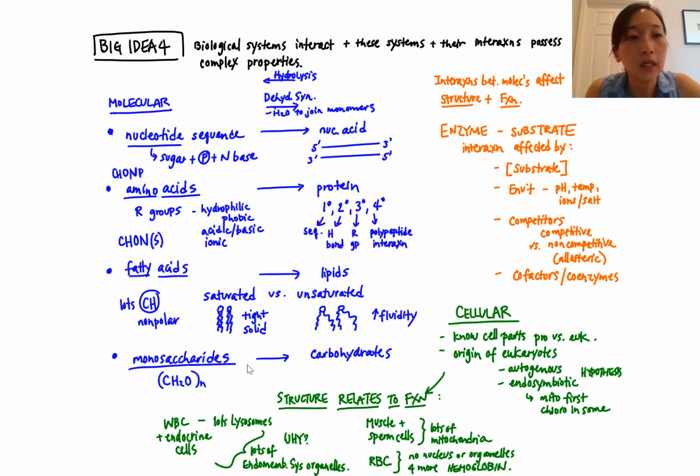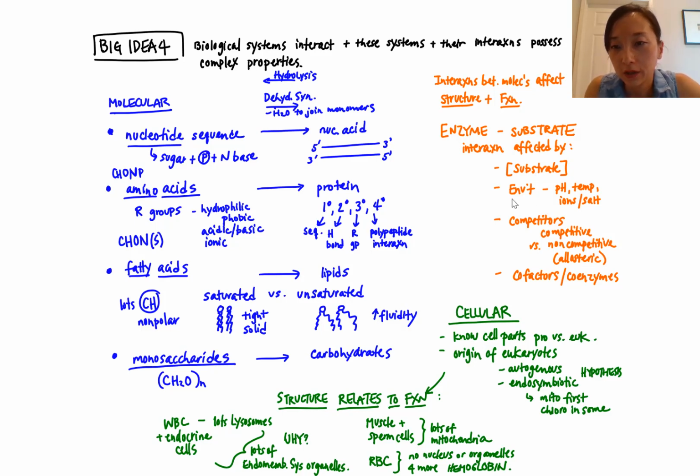Okay, so let's talk about another interaction that's really important in biological systems, and that's the interaction of enzymes and their substrates. Interactions between molecules affect structure and function. Let's take a look at some of the factors that affect enzyme activity. Interaction is affected by substrate concentration. It makes sense, right? If you have more substrates, the enzyme is more likely to find the substrate and bind it to the active site and be able to convert it.